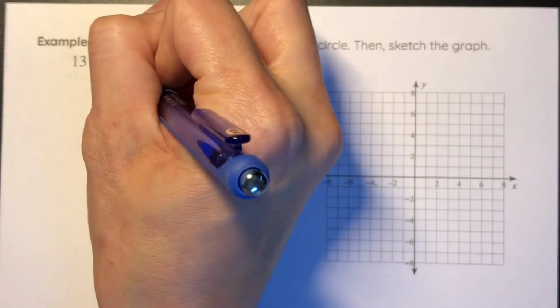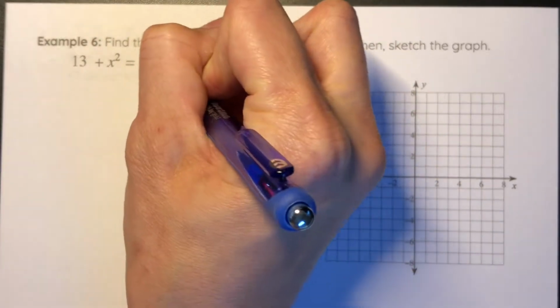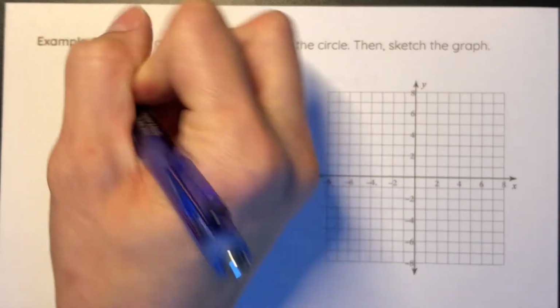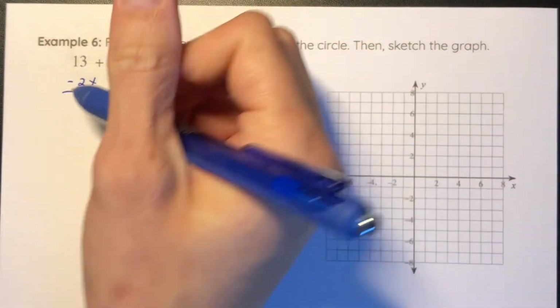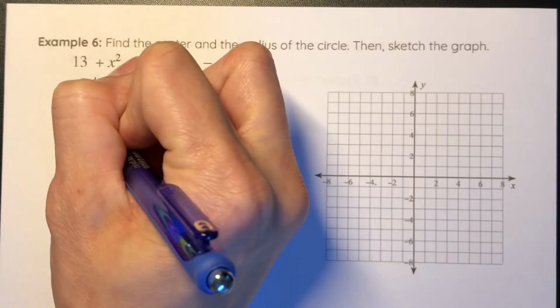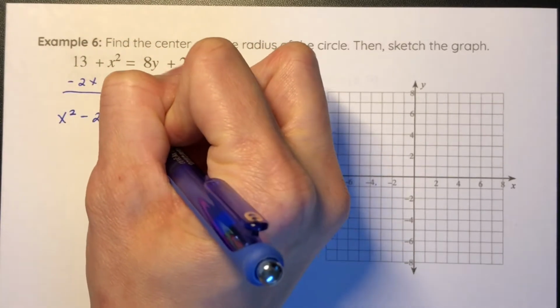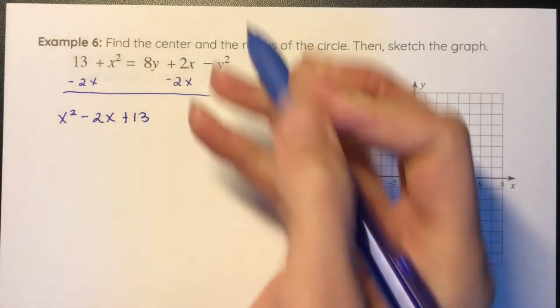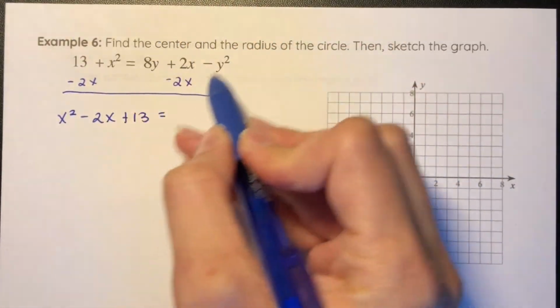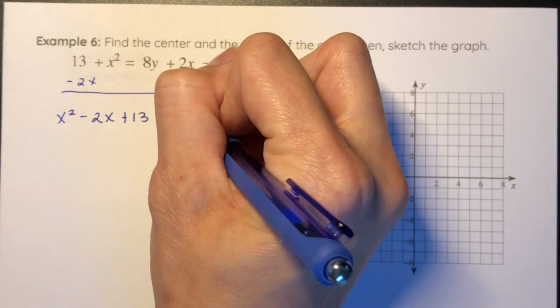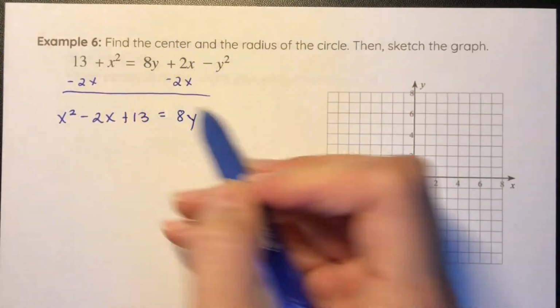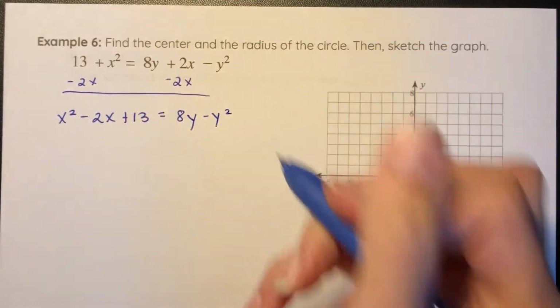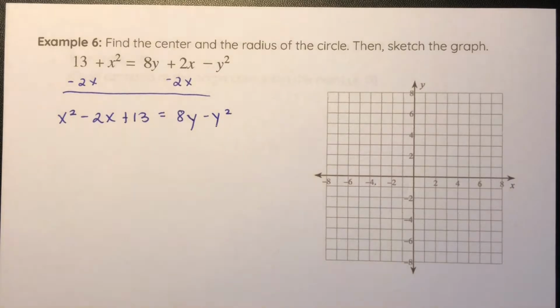So we're going to go ahead and move my x's first. So I have x squared minus 2x plus 13. I kind of like to order them right away. And then my right-hand side, I'm left with my 2y terms.